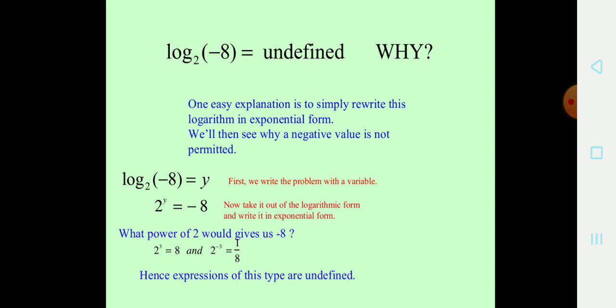So first we write the logarithmic equation. Now take the logarithm and write it in exponent form. So 2 to the y equals negative 8. So what power of 2 gives negative 8? 2 to the 3 equals 8, and 2 to the negative 3 equals 1 over 8. So there is no such y.